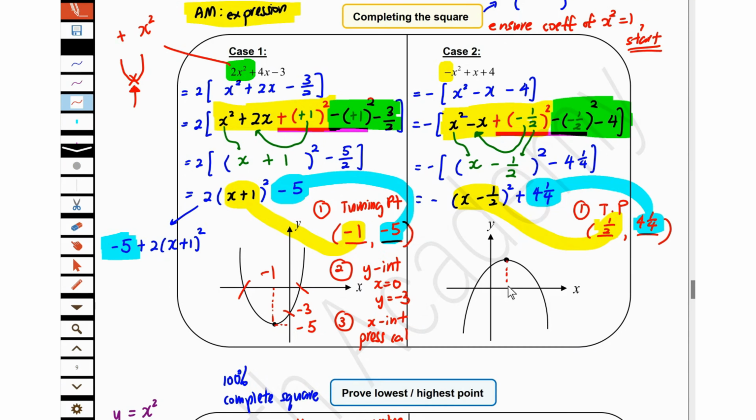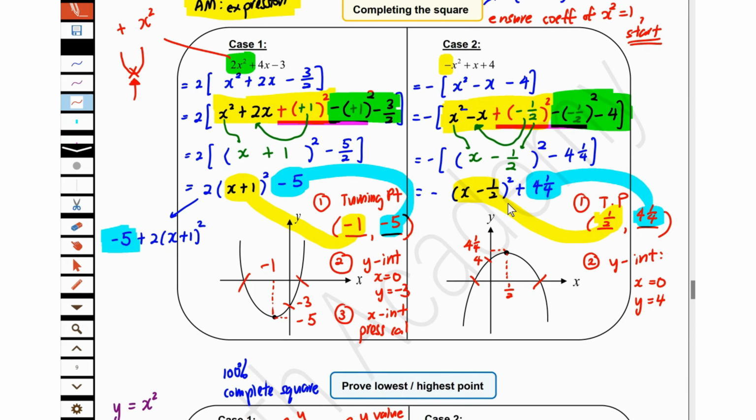Position these coordinates on the diagram. So I'm going to put dotted lines. Same thing, you're going to find your y-intercept and x-intercept. Y-intercept happens when x equals 0. Substitute x equals 0 into the expression here. So y equals 4. To find the x-intercept, I shall leave it to you. You shall press your calculator to find the x-intercept.